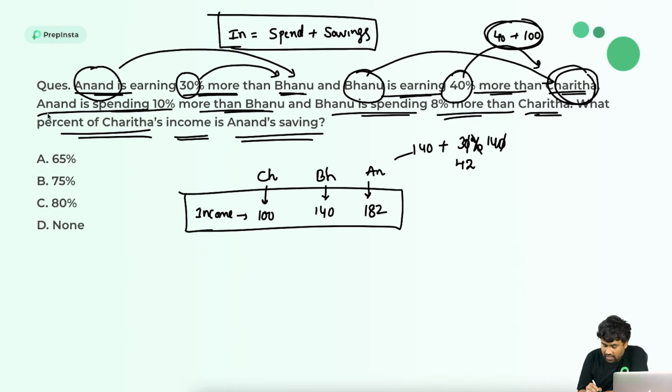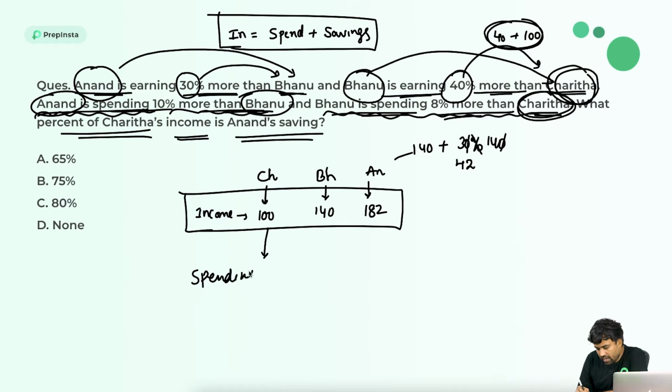And they have given the second statement that Anand's spending is 10% more than Banu and Banu's spending is 8% more than Charita. So again Anand and Banu depend on Charita. You already assumed the income of Charita as 100, and how much is Charita spending now? Tell me in the chat, or you can comment in the video. Simply I am saying here, how much Charita spends we don't know. She can spend 10 rupees out of 100 rupees, or 20, 20%, 30%, 40%, 50%, I don't know. She can spend 100%. But the percentage is not given.